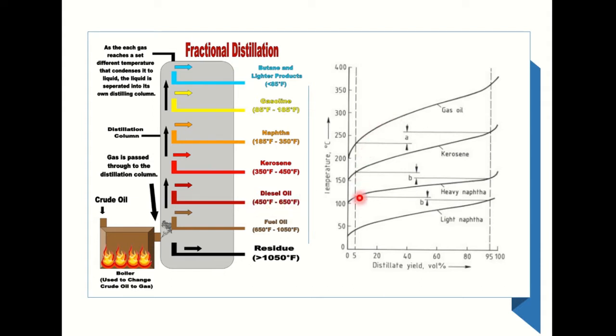Then from another figure here, you can see the temperature yield diagram for the boiling curve of four fractions of crude fractionation, which are the light and heavy gasoline or naphtha, kerosene or jet fuel, and gas oil. So based on this figure, the temperature ranges from 5 degrees Celsius to 360 degrees Celsius.